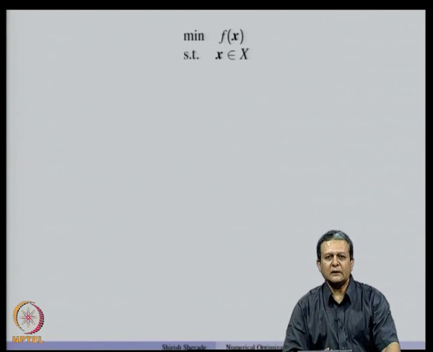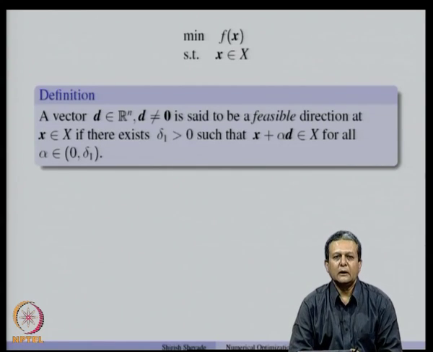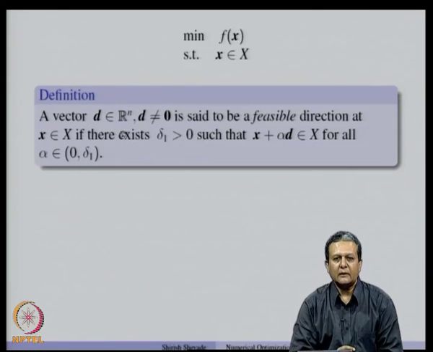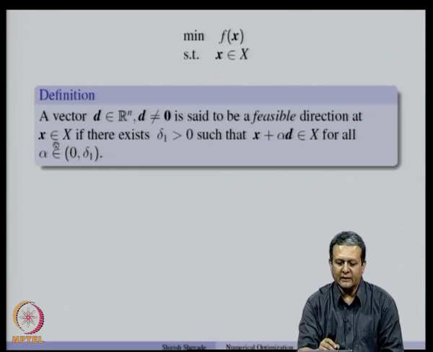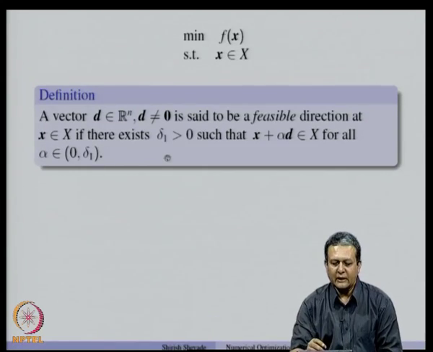So, consider the same problem, and let us define a set of feasible directions. A non-zero vector d in R^n is said to be a feasible direction at point x belonging to the set X if there exists some delta 1, which is a positive quantity, such that x plus alpha d belongs to the set X for all alpha in the range 0 to delta 1.